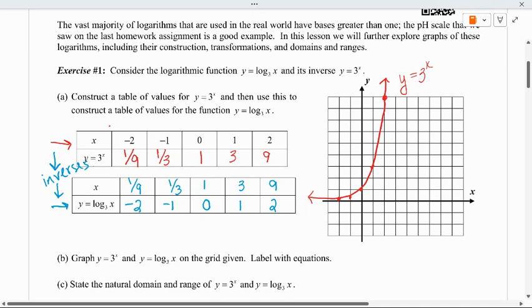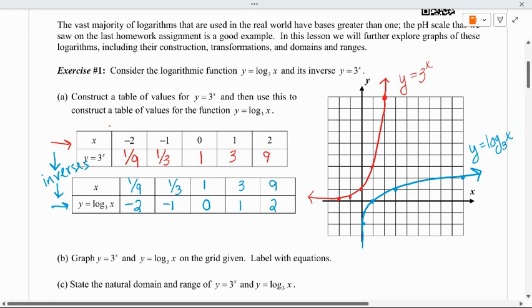So let's see. When x is 1/9, and that's really close to the y-axis, I drop down to negative 2. So I'm just smidging it right there. When x is 1/3, I am at negative 1. When x is 1, y is 0. When x is 3, y is 1. And when x is 9, y is 2. So this is the function y equals log base 3 of x.